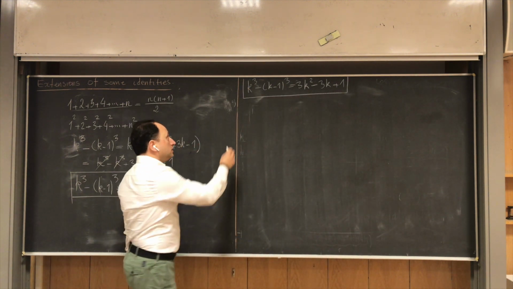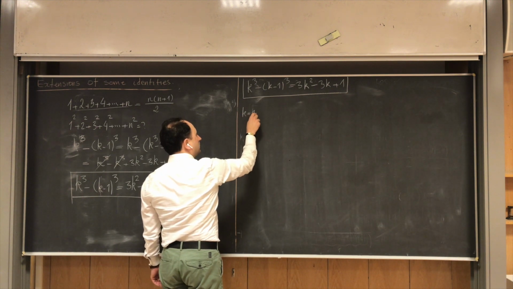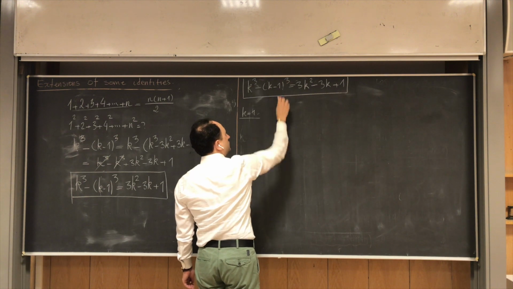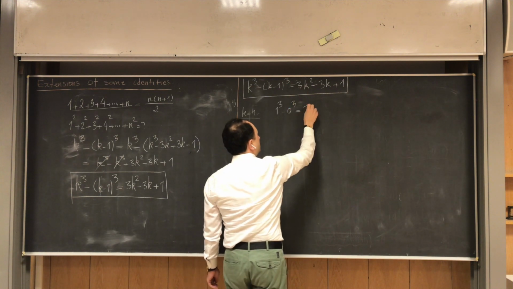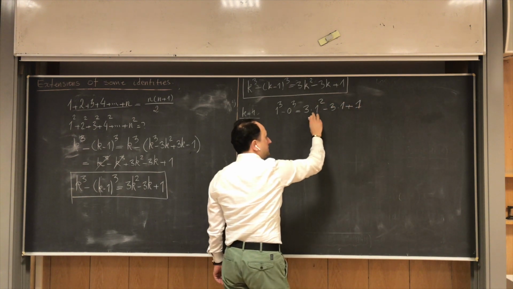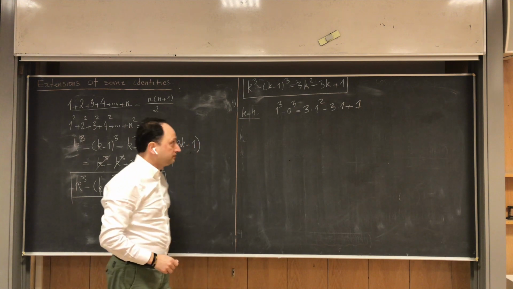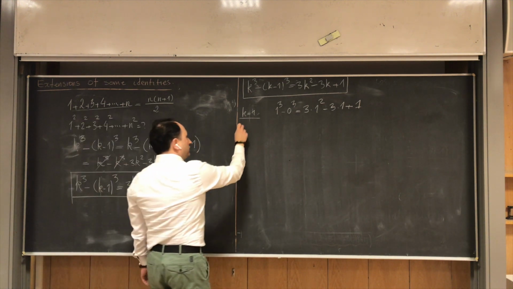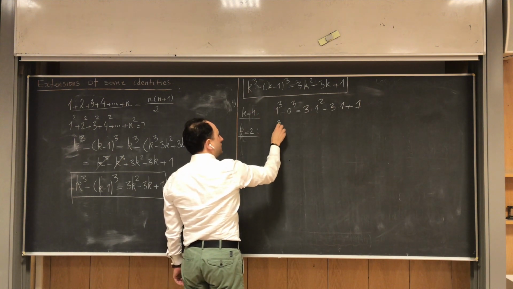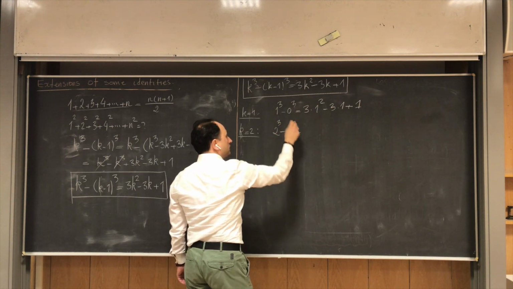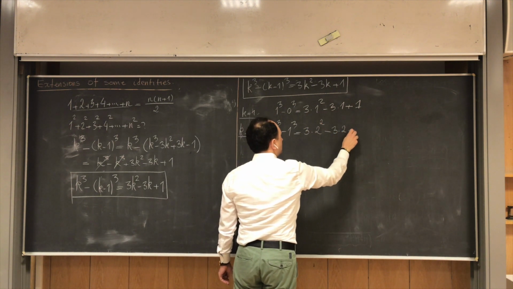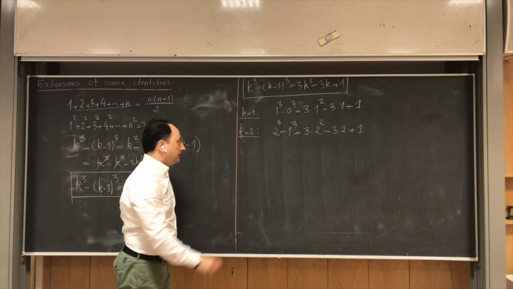Again, you know what to do. You use k equal to 1. Exactly the same method. I put 1 here. It becomes 1 to the 3 minus 0 to the 3, equal to 3 times 1 to the 2 minus 3 times 1 plus 1. I intentionally don't calculate them. Okay, so what about k equal to 2? If I put k equal to 2 here, it becomes 2 to the 3 minus 1 to the 3, equal to 3 times 2 to the 2 minus 3 times 2 plus 1.